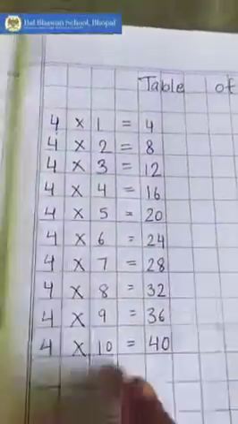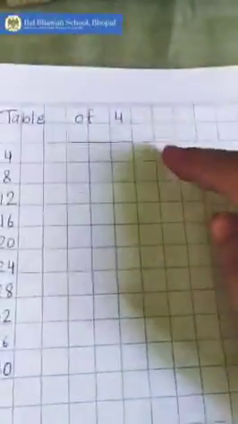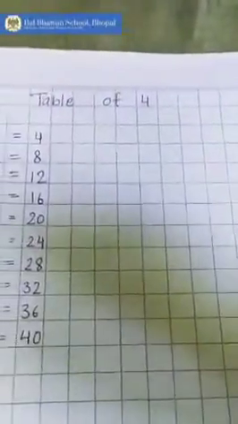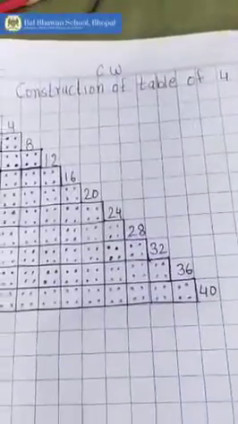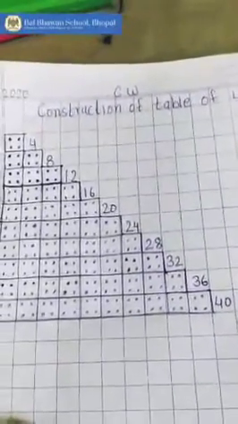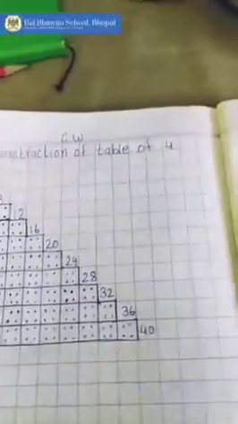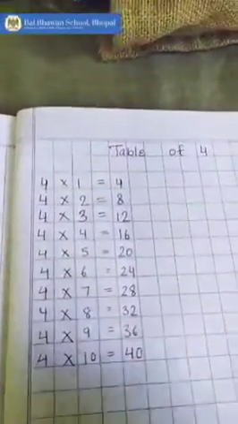Okay children, so with the help of construction, we have built our table. This table you will write here one more time. Okay children, I hope you have understood the concept of constructing the table. And why do we construct table? To make our counting easy.